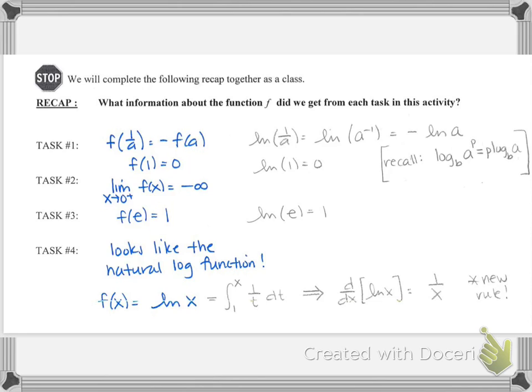And what that led us to is that we now have this integral relationship that tells us that if I wanted to find the derivative of a natural log function, it would be like finding the derivative of an integral from 1 to x of 1 over t dt, and that's just 1 over x. So now we're going to use that rule.